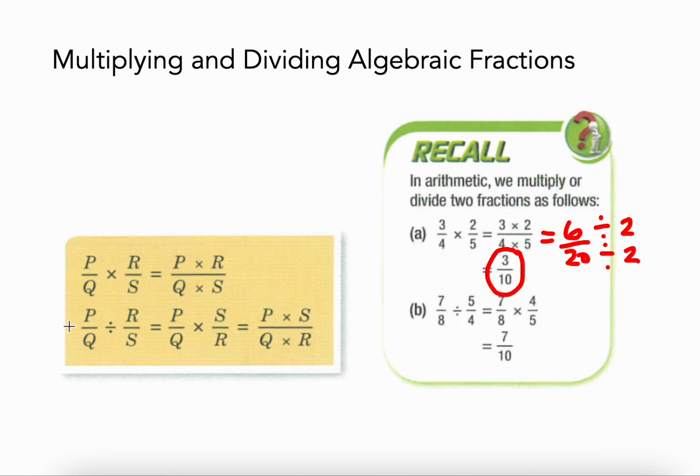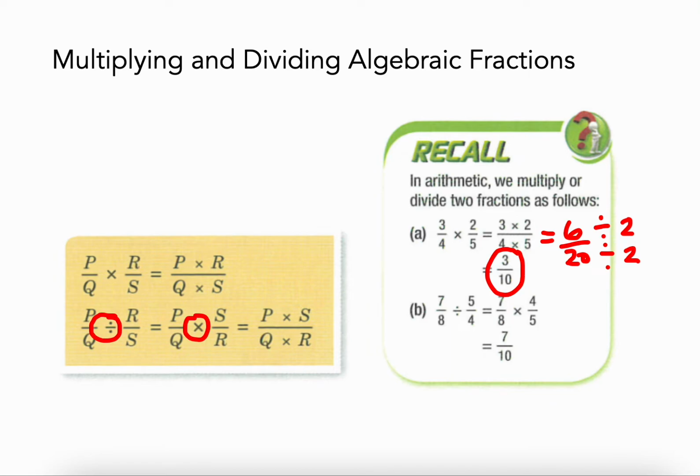With division of fractions, you'll remember that you have to flip the second number and multiply. Same thing with algebraic fractions. So p over q divided by r over s would be the same as p over q times s over r, changing that division to a multiplication because it's reversed. And then you multiply across, p times s on top over q times r on the bottom.